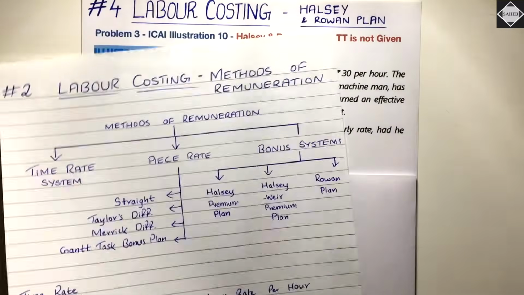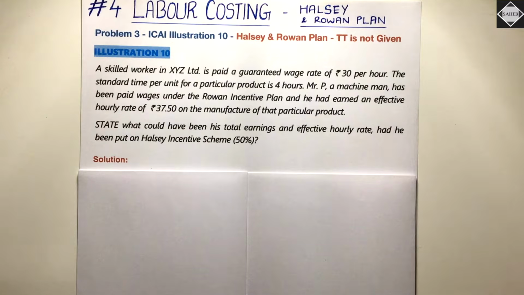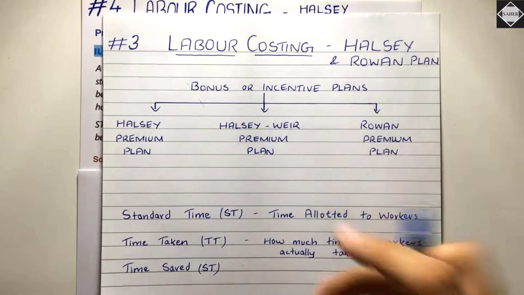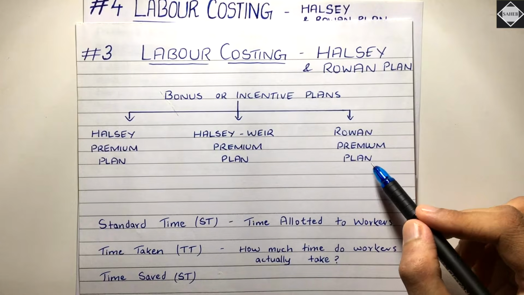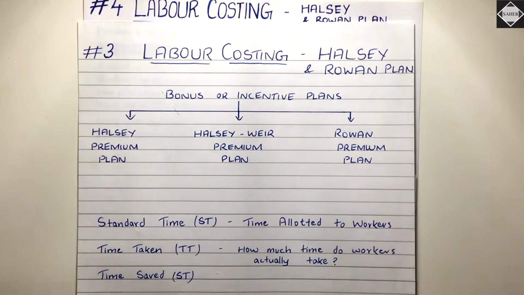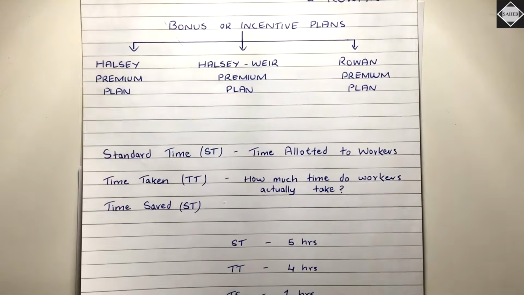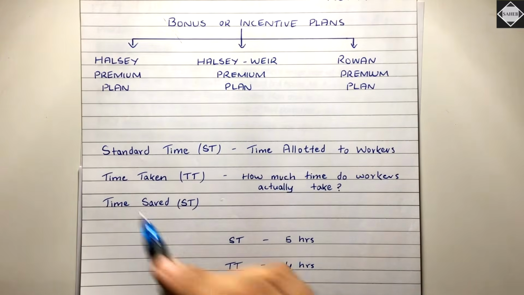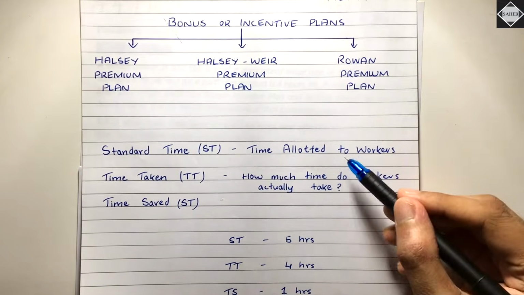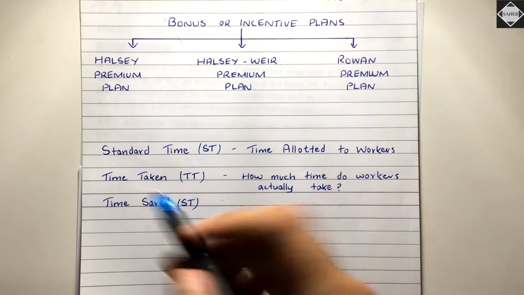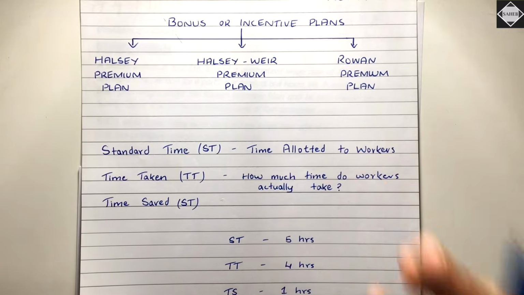And then in the third video, what did we do? We moved on to the bonus systems. In bonus, we had the Halsey premium plan, the Halsey Weir premium plan, and the Rowan premium plan. These three systems we saw. Here, three important things you should know. Standard time means time allowed, the time that has been allotted to the workers. Somewhere it is referred to as standard time, and in some books it is referred to as time allowed.